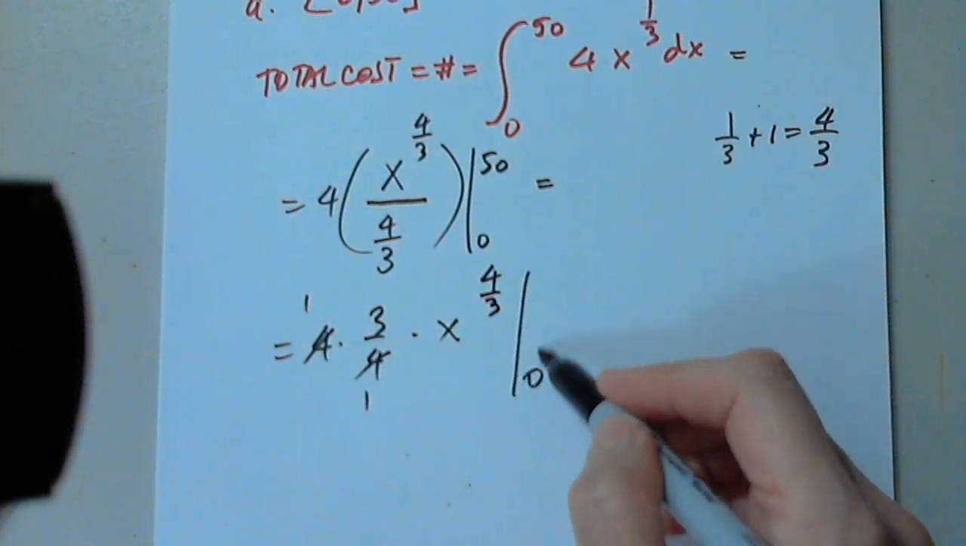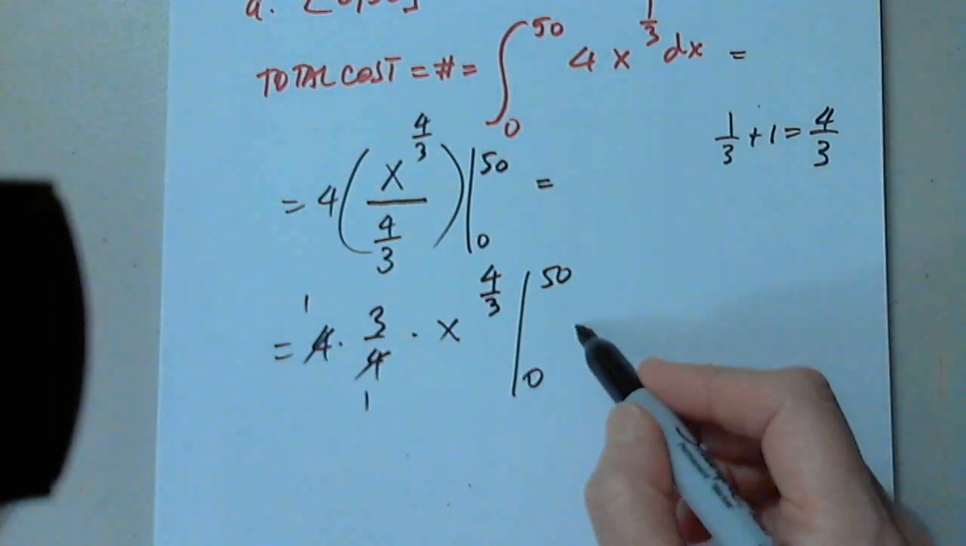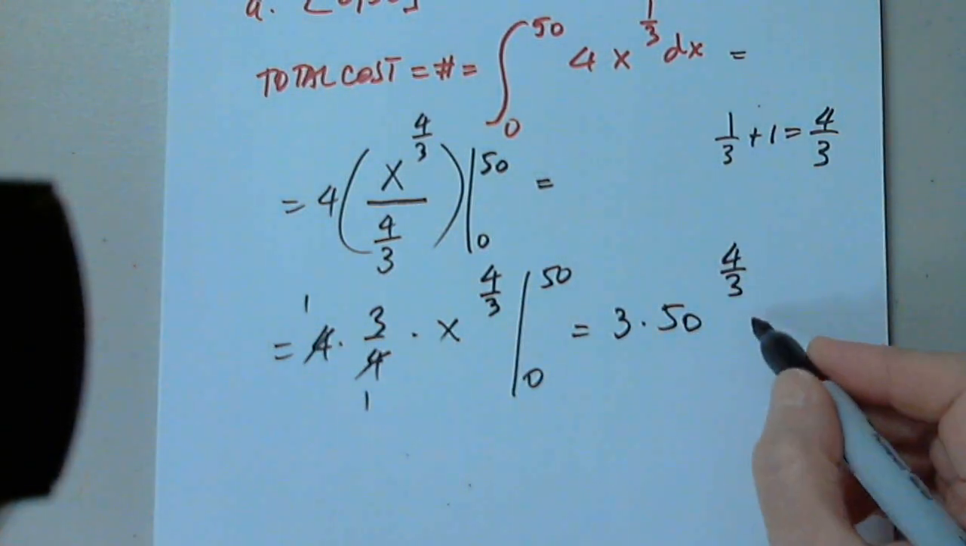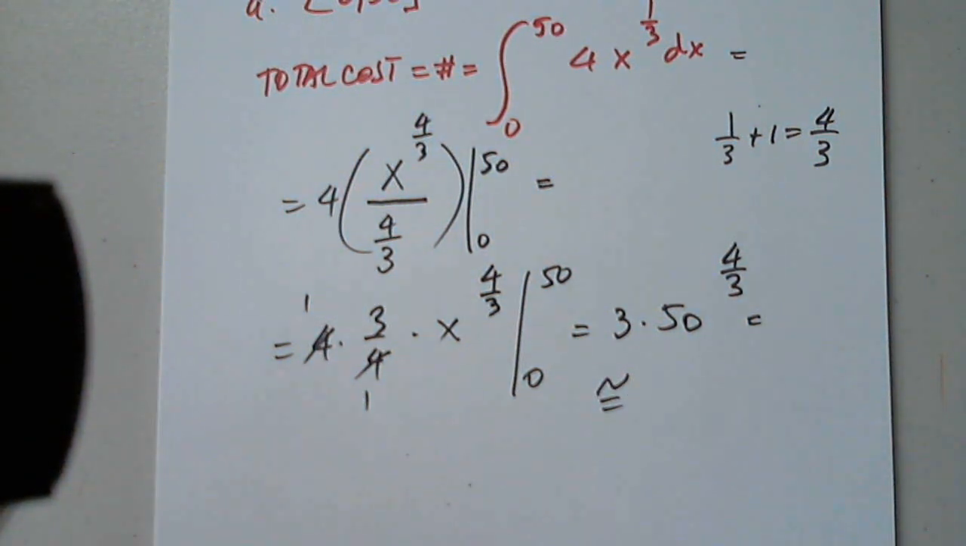From 0 to 50. There is no need to plug in 0 because I will get 0. So the final answer is 3 times 50 to 4/3. This means nothing. We have to approximate it. And yes, you can also plug it in and check with the graphing calculator. So, clear? So we have 3 multiplied by 50, and only 50 has power 4/3.